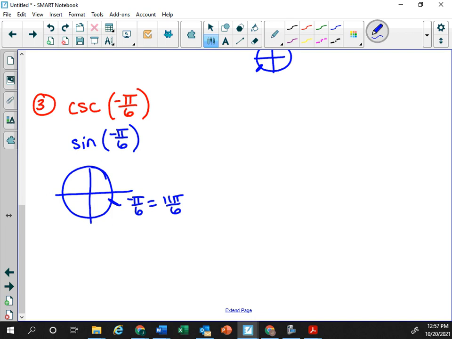So, sine, do I want the x or the y? Y. Okay, what is the y there? The y? Negative 1/2, yes. So what do I do to that to make it cosecant? You flip it. What's negative 1/2 flipped? Negative 2.